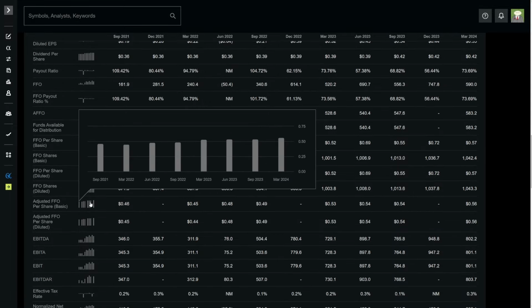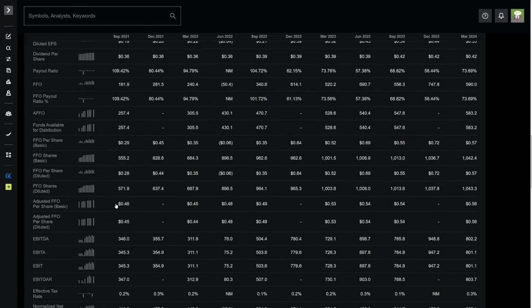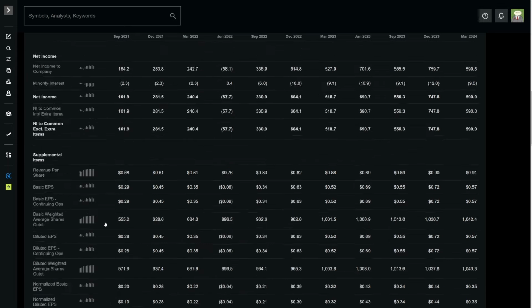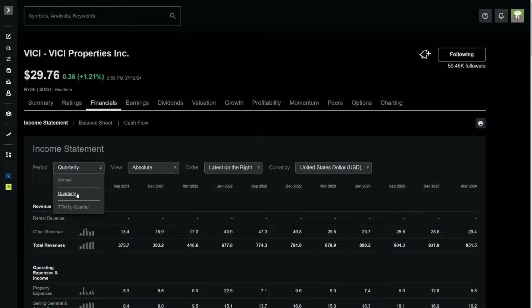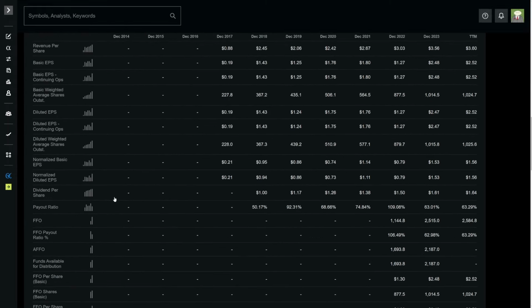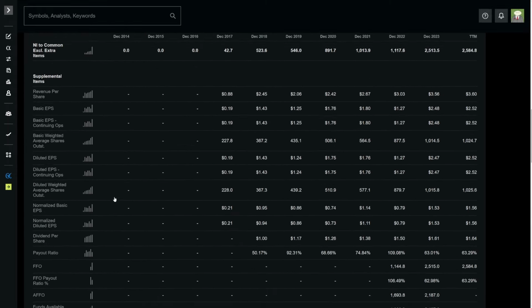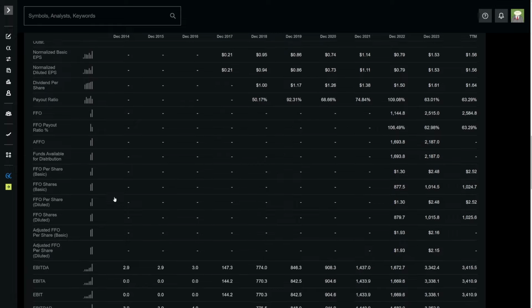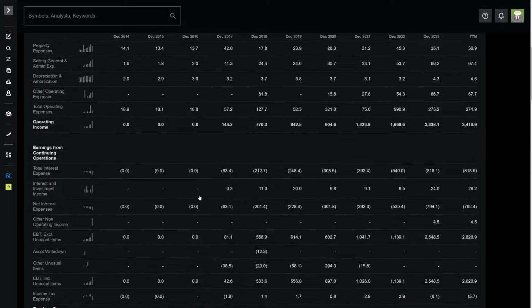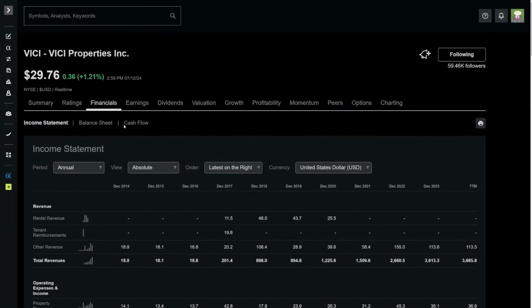Vici's adjusted funds from operations, quarter by quarter, have grown from 46 cents all the way to 56 cents on a trailing 12-month basis. If we take a look at this on an annual basis and scroll down to adjusted funds from operations per share, there's not too much history for them, but we can see AFFO per share has gone from $1.93 to $2.16. So they're still growing adjusted funds from operations at a solid rate.